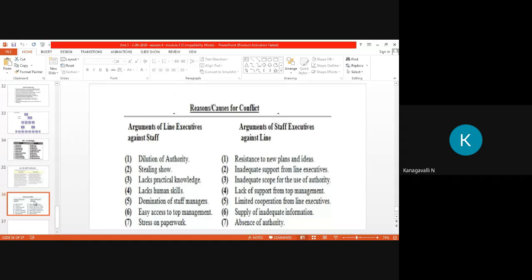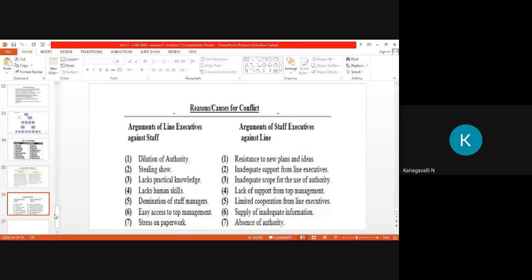Lack of human skills, and here a lack of support from top management. The domination of staff managers, and here a limited cooperation from line executives. Easy access to top management, and here the supply of inadequate information. And the stress on paperwork, because as a line executive we need to maintain everything in documentation. Here, absence of authority.